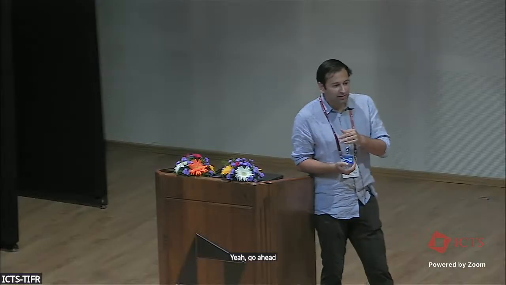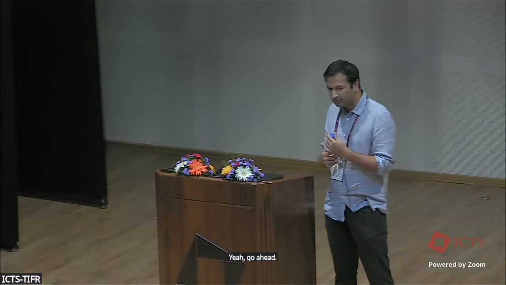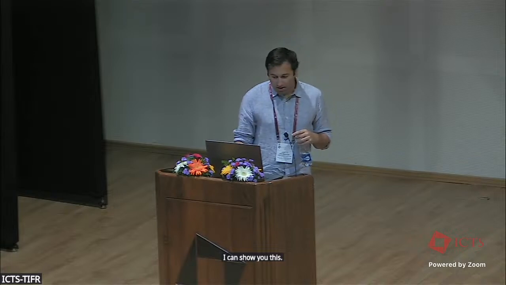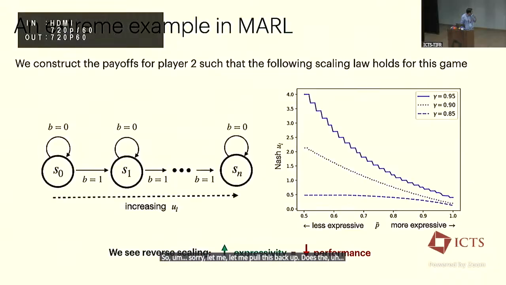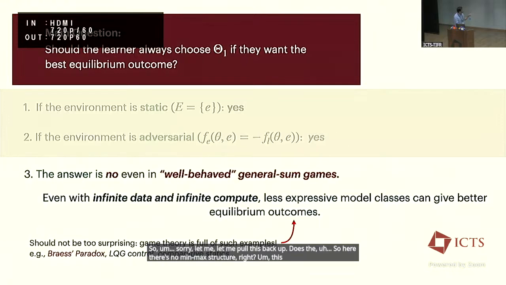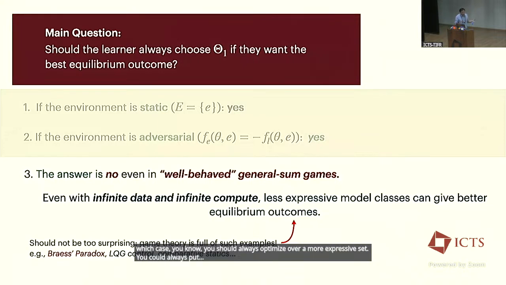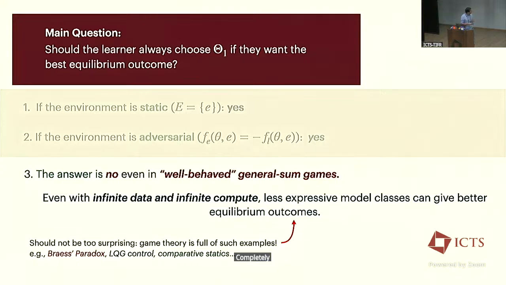Yeah, go ahead. I can show you this. Sorry, let me pull this back up. Here there's no min-max structure, right? This is a general sum game. If it's completely cooperative, then you're basically in just an optimization problem, in which case you should always optimize over a more expressive set. You could always set useful features to zero. So if it's adversarial or completely cooperative, you're fine. General sum, there's an issue.